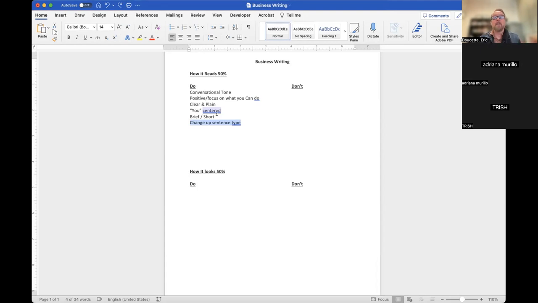It's not clear and not plain enough. So change up your sentence type to make it so that it's not all just simple sentences, but also be careful that you don't have long run-on sentences. That's, again, simple, compound, complex, compound-complex. Those are the different kinds of sentences your book talks about.